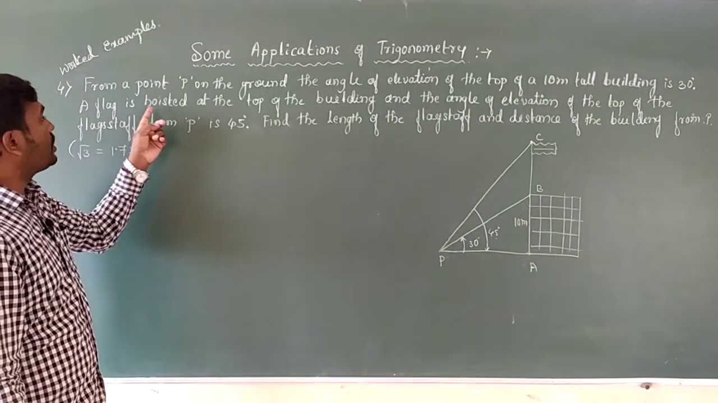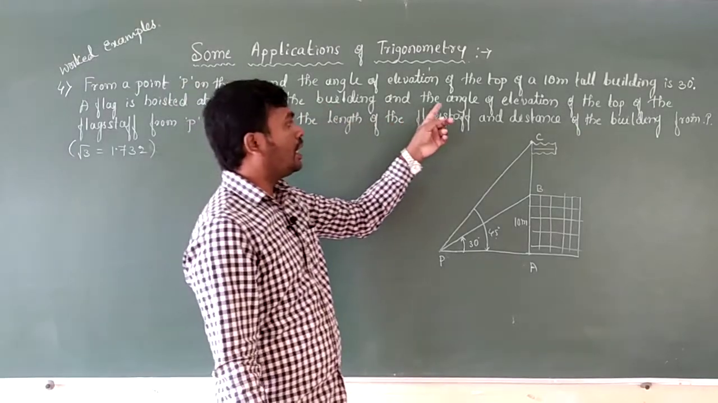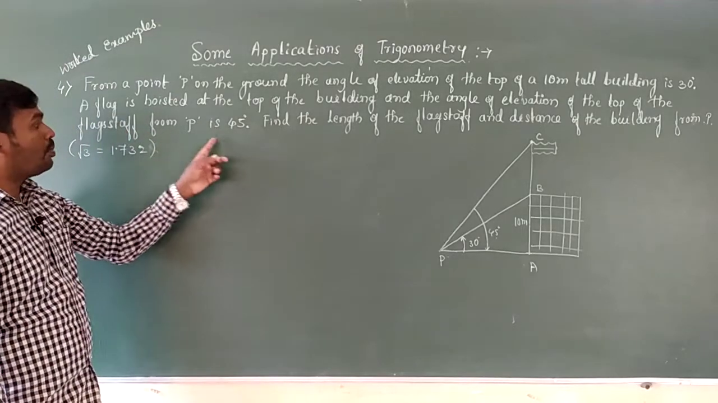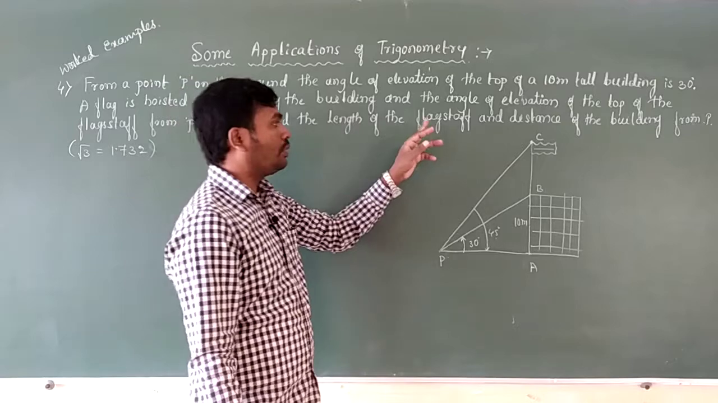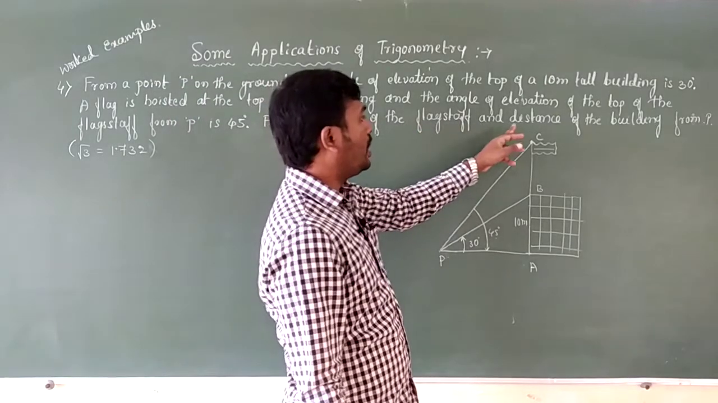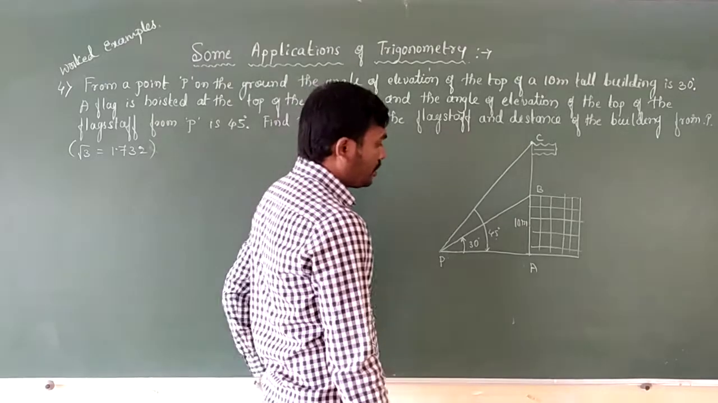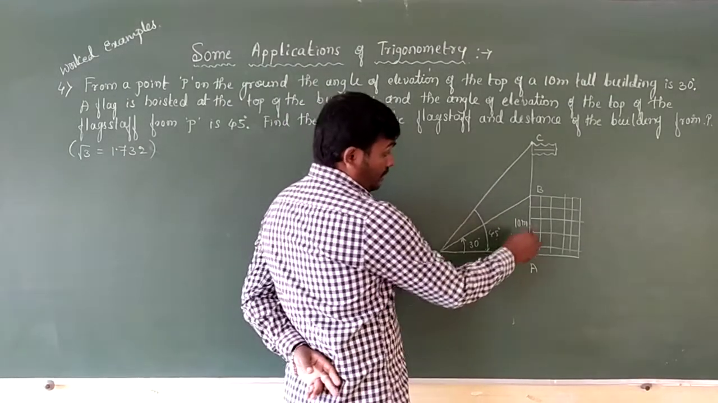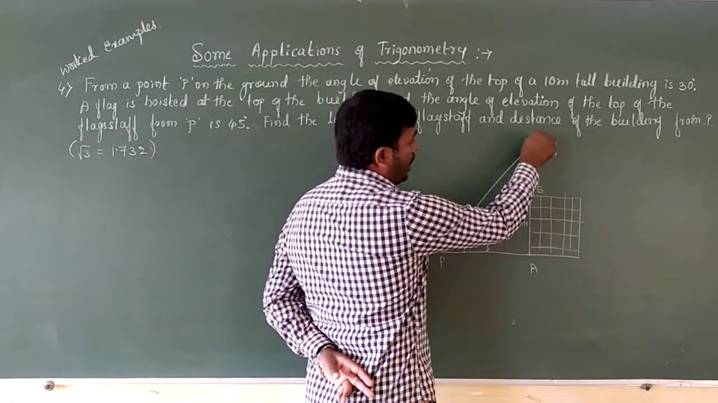A flag is hoisted at the top of the building, and the angle of elevation of the top of the flag post from point P is 45 degree. Find the length of the flagstaff and the distance of the building from the point P. Here, this is a 10 meter tall building. On this building, a flag is hoisted.